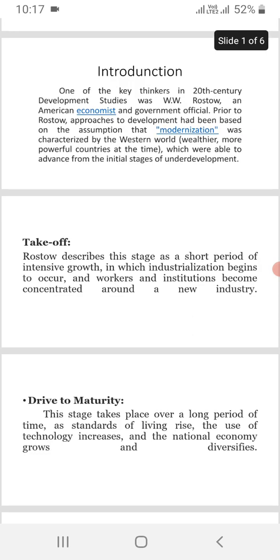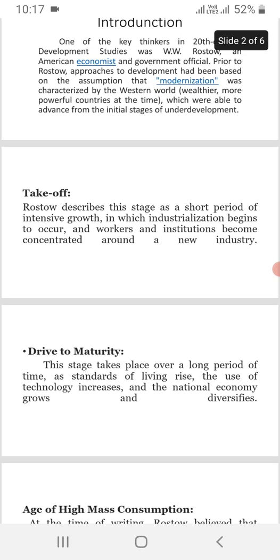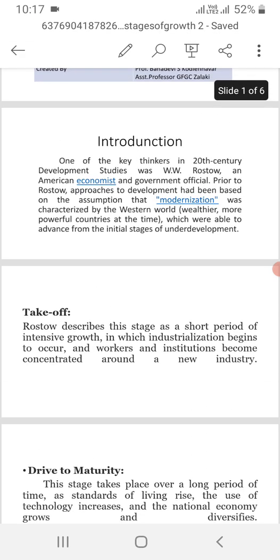Students, here he imposes on short period of time. Short period means how much time? Yes, this short period lasting for about 2 decades. You might have remembered the fourth stage is the drive to maturity. Drive to maturity takes more than 2 decades, but this takeoff takes about 2 decades. The takeoff period is supposed to be short, lasting for about 2 decades.